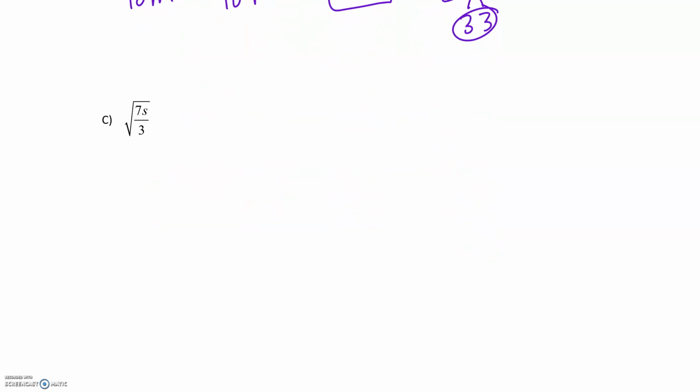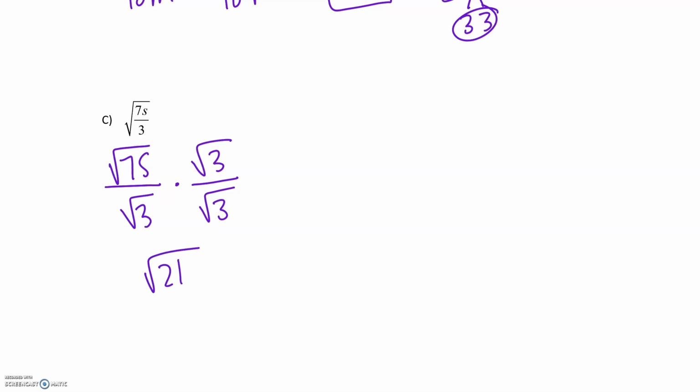And our last one, we've got the square root of 7s over the square root of 3. We're going to multiply both top and bottom by the square root of 3, which leaves us with the square root of 21s over 3. Okay, and that should be it.